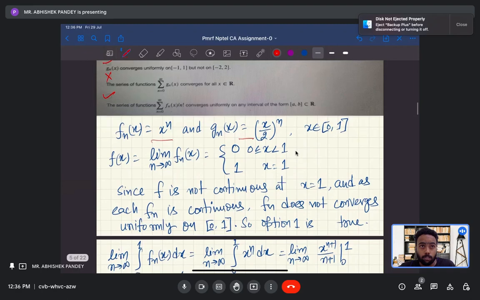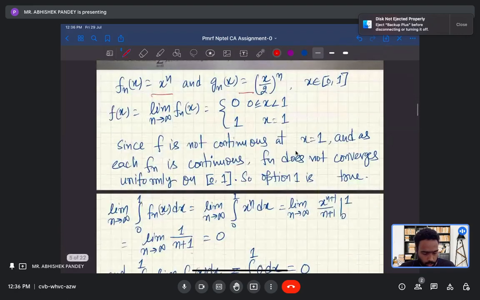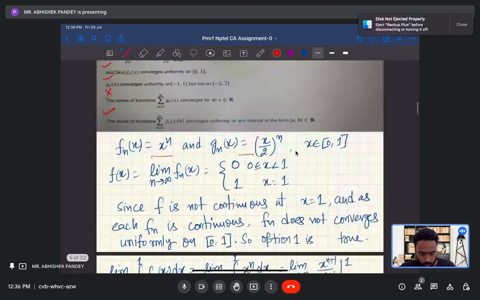So f of x is the limit as n tends to infinity of f n of x, which equals 0 when x is greater than or equal to 0 and less than 1, and 1 when x equals 1. Since f is not continuous at x equals 1, and as each f n is continuous, f n does not converge uniformly on [0, 1]. So option 1 is true.